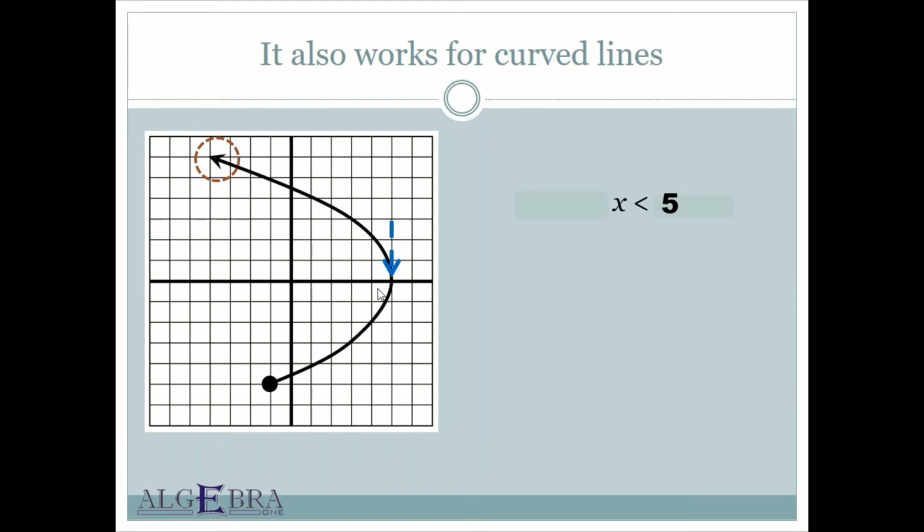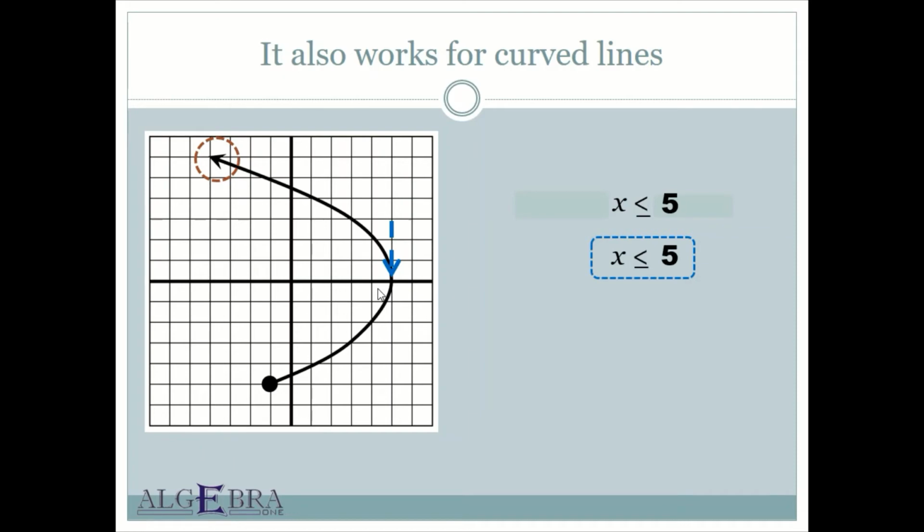Is +5 included in the domain? Because this is a solid line, yes, +5 is included. So we draw a line underneath our inequality. And here we can say that x, our domain, is anything less than +5.